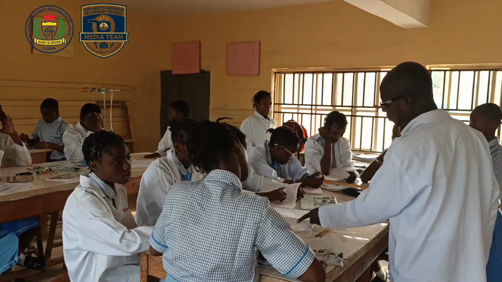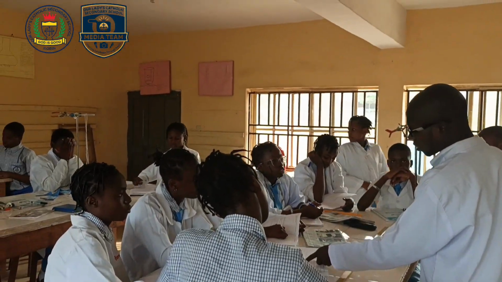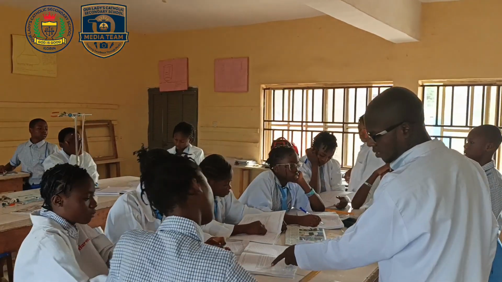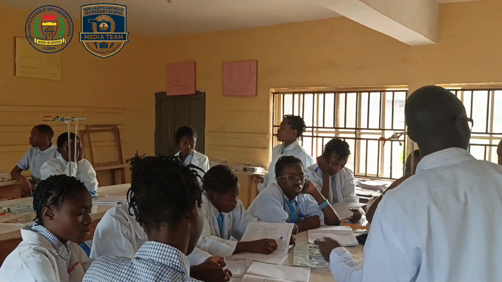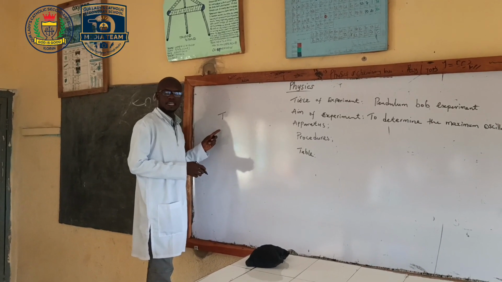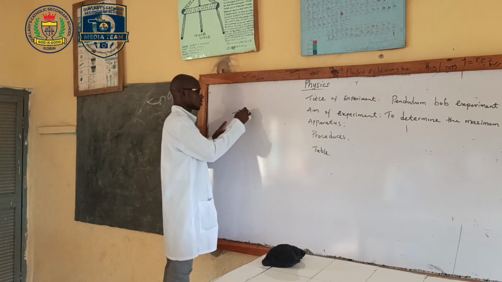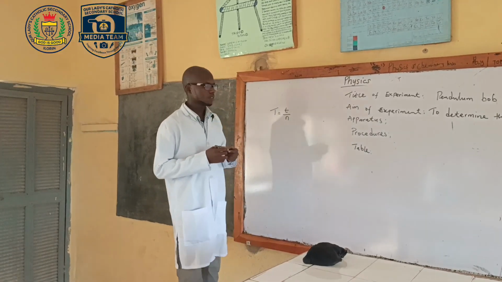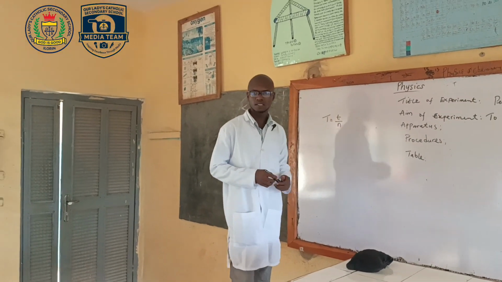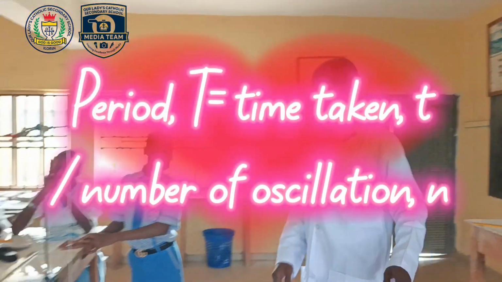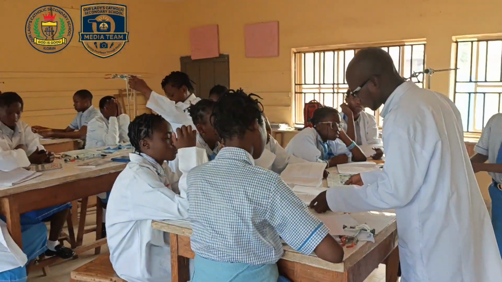Then you have T. T is period. How do we find period? Period is found by T is equal to t over n. That is how we find period. To find capital T, it is time taken over number of oscillations. Time taken over number of oscillations. That is how you find your T. Okay, so following the instruction.